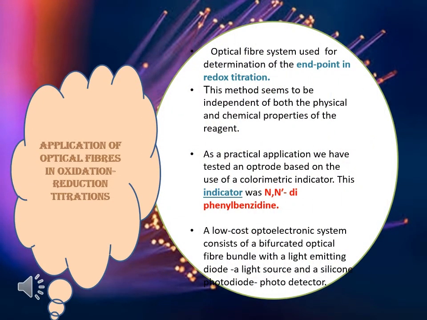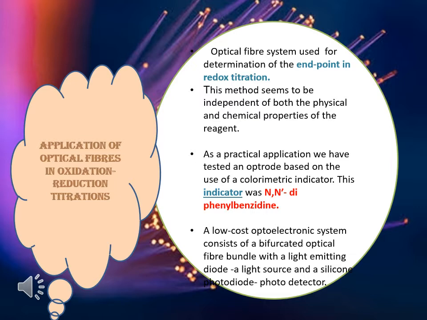Moving to the first application, that is the application of optical fibers in oxidation reduction titration. So oxidation reduction titration is also called redox titration, and in this type of titration the indicator action is analogous to other types of visual color titration. In the immediate vicinity of the endpoint, the indicator undergoes oxidation or reduction depending upon whether the titrant is an oxidizing agent or a reducing agent. So the oxidized and reduced forms of the indicator have distinctly different colors. An optical fiber system is used for the determination of the endpoint in redox titration, and this method seems to be independent of both physical and chemical properties of the reagent.